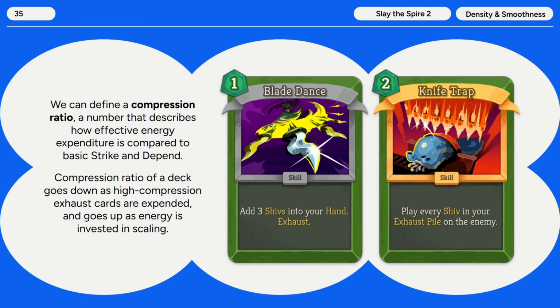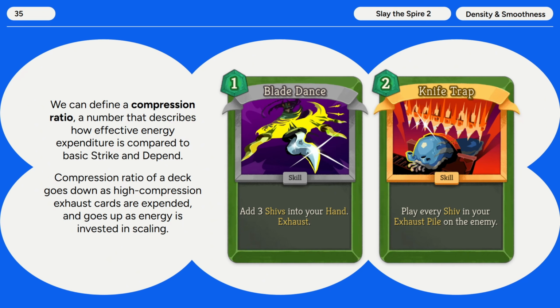But with that kind of approach, we can start to define something like a compression ratio, like a number that describes how effective energy expenditure is compared to just playing basic strikes and defense. A compression ratio for a deck goes down as high compression exhausted cards are expended. You know, your Blade Dancers, your Imperviouses, your Backstabs, your Boot Sequences. And it goes up as energy is invested into scaling.